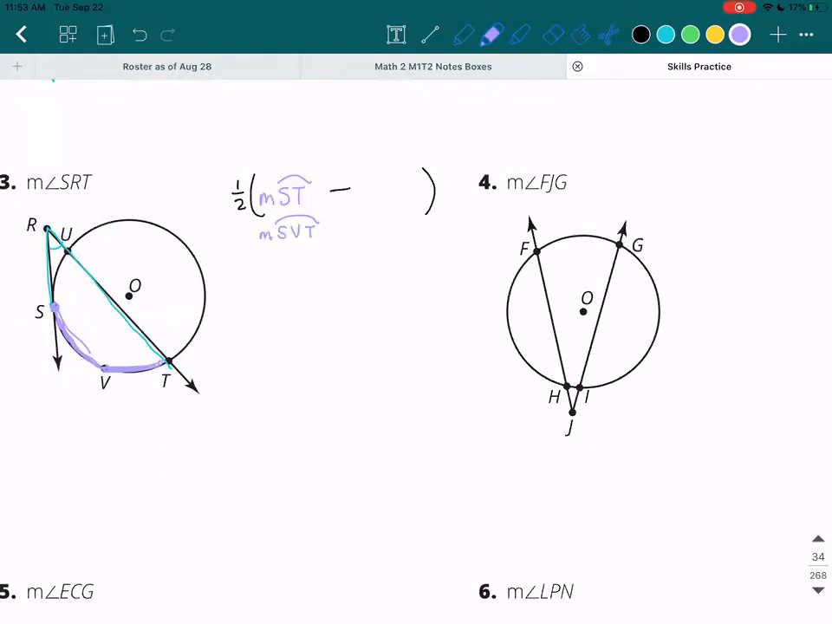Now we're going to subtract our small arc. Our small arc shares the point S, and it goes all the way to U. So that one, SU. Measure of arc SU. Do you guys have any questions on this one?